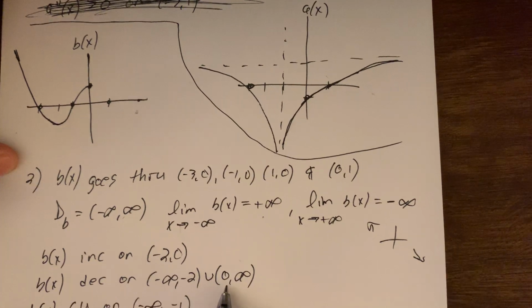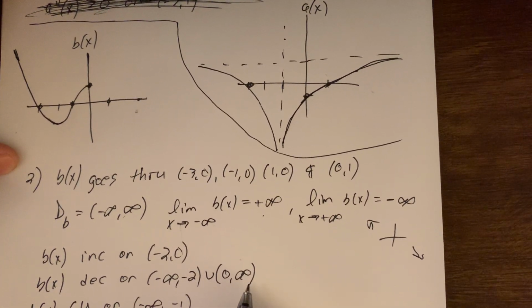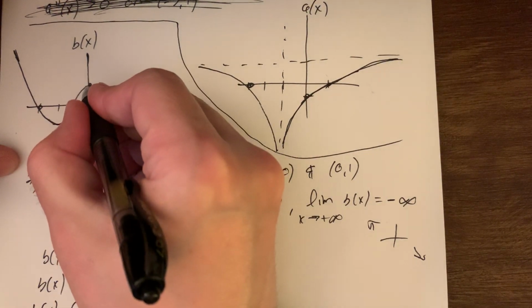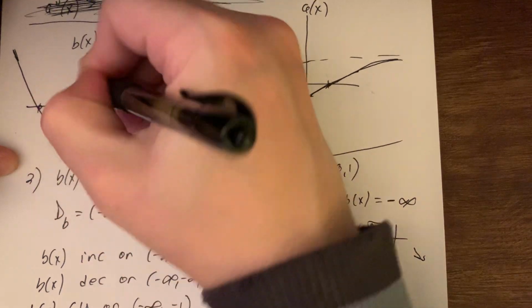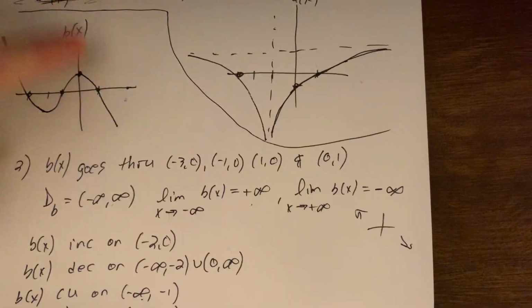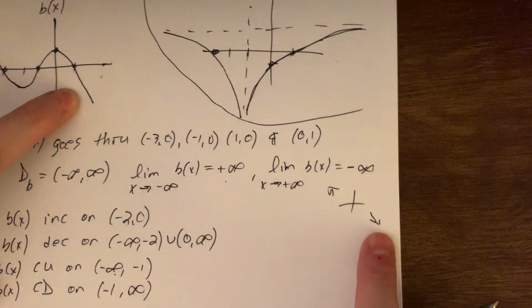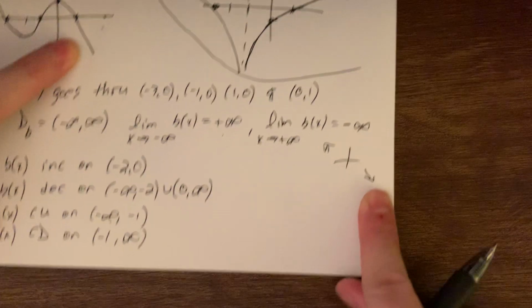Last interval. I'm decreasing for the rest of the graph, 0 to infinity. So I'm going down from here forever on. Well, I got to hit this point along the way. And now I'm going down forever. And that down forever on the right side matches the end behavior we had here. So that's already a nice confirmation.